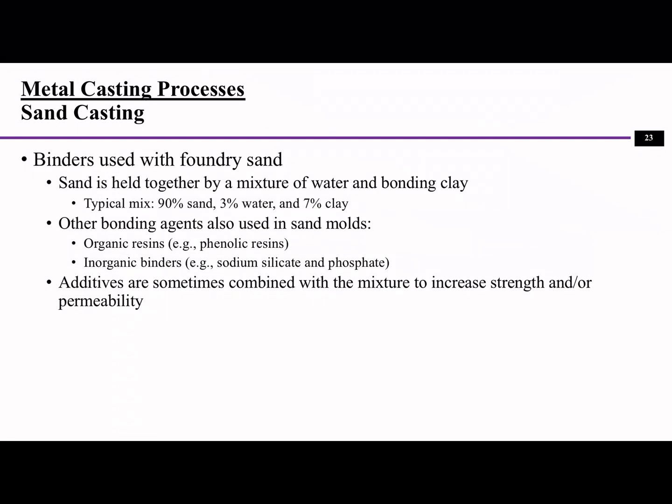And sometimes we use binders with the foundry sand. Sand is usually held together by a mixture of water and bonding clay. Typically, it's 90% sand, 3% water, and 7% clay. Other agents can be organic resins or organic binders, right? These agents will either increase the strength or enhance some other properties.